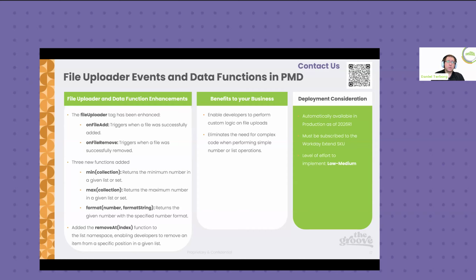So now you can more easily perform custom logic on your file uploads, and it removes the need for any complex coding, like when you just want to count the number of documents that you have attached in your lists or something like that. So very exciting news. As always, you can find more information on this in the developer forum. There's a big conversation going on right now about it, so it's very exciting. Again, automatically available, and depending on how complex you want to make your file uploading events, low to medium level of effort on that.